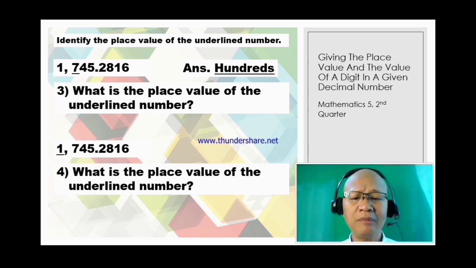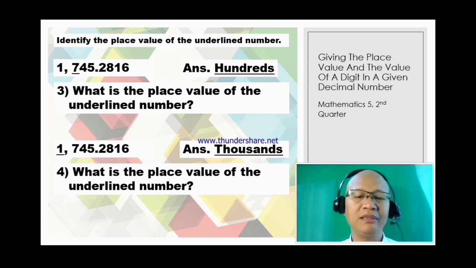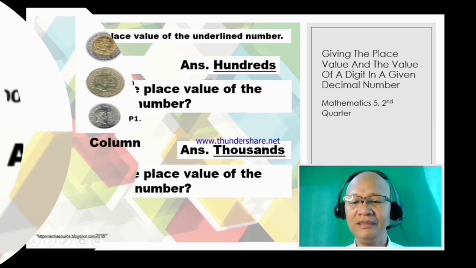Number 4. What is the place value of the underlined number? Which is our digit 1. Good. Thousands. The fourth digit from the decimal going to the left is thousands. Very good, children. So that is our review of our whole numbers in terms of place value. From the decimal point, the first digit is ones, second digit is tens, third digit is hundreds, and fourth digit is thousands. Get ready for our new lesson.